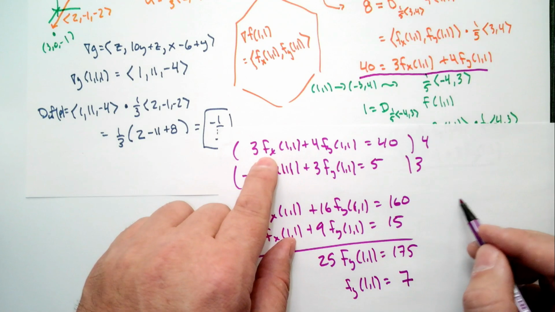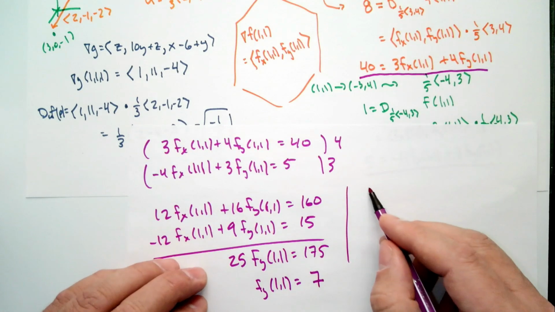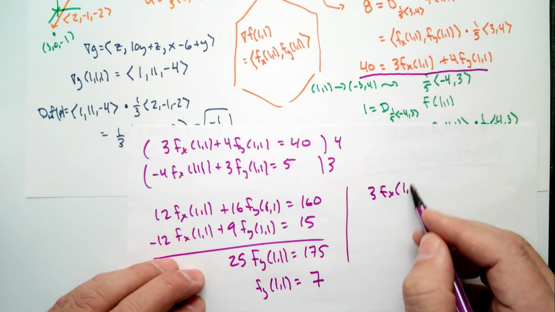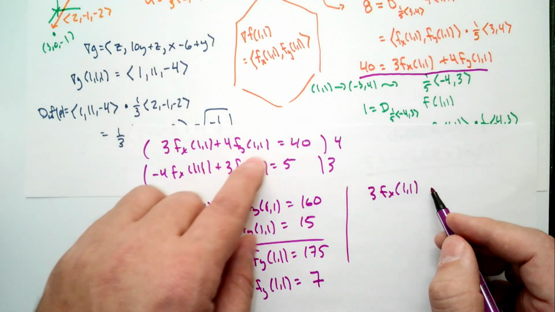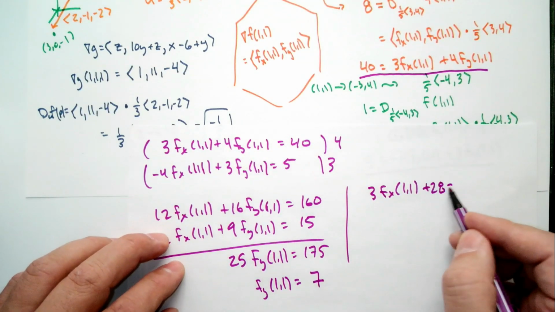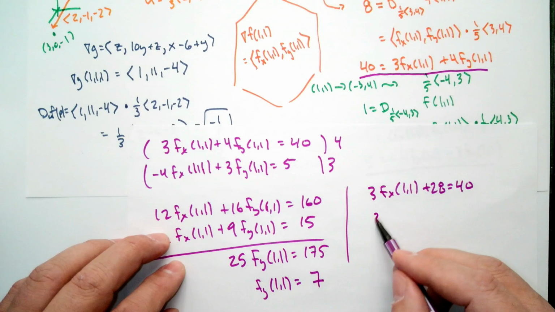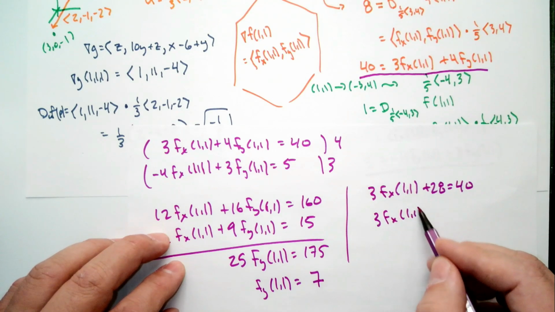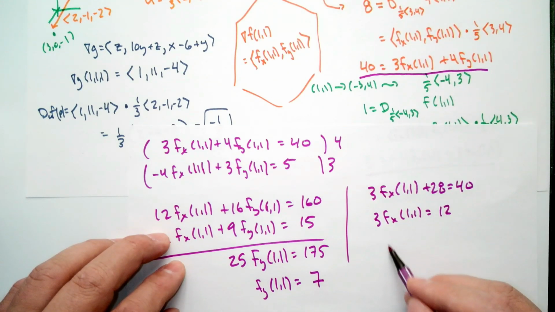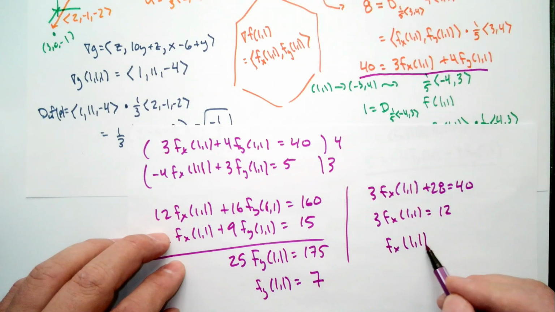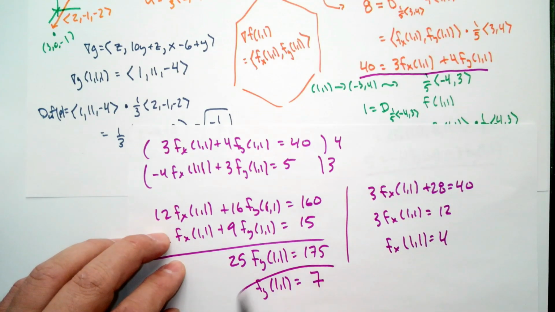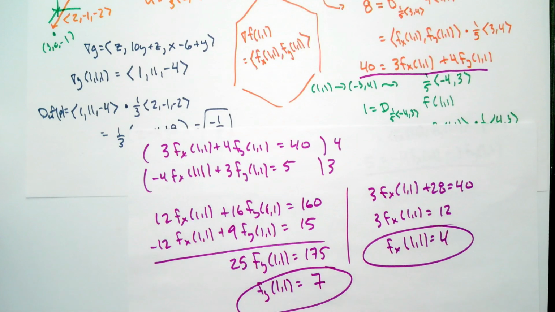And once you know that, go back into your favorite equation. Let's say the first one. We get that 3 fx at (1, 1) plus 4 times 7, which is 28, equals 40. Subtract 28 from both sides, divide both sides by 4, and now you have your other term. And there's the answer, and you're done. And we're done, and we'll continue next time.